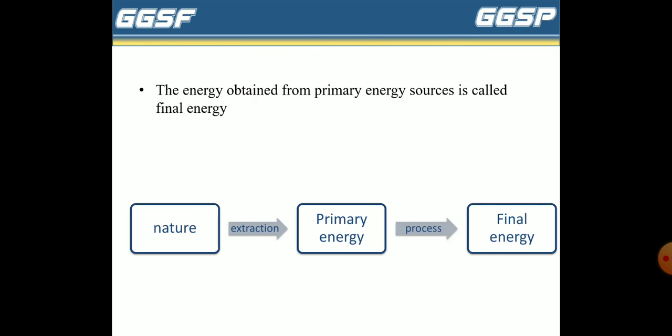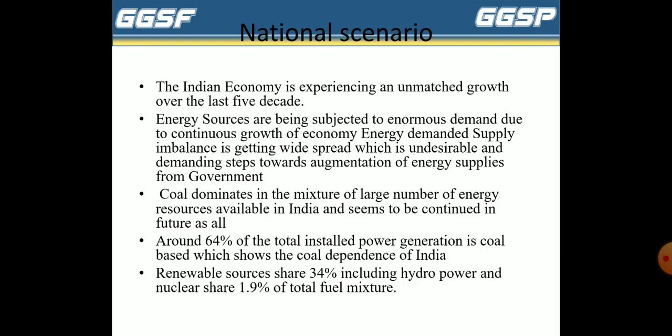The energy obtained from the primary sources is called final energy. Nature goes through the process of extraction to get primary energy, which goes through processes and then delivers the final energy. National scenario.